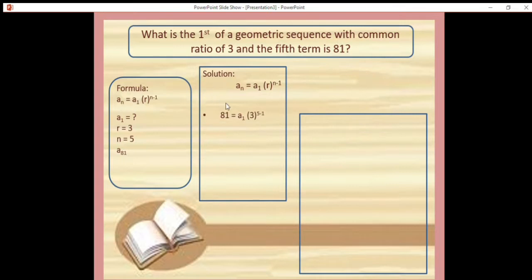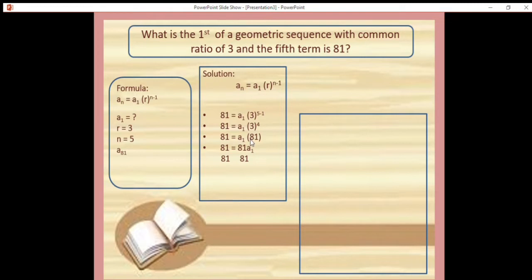So, 81 is equal to a sub 1 times 3 to the power of 5 minus 1. So, 81 is equal to a sub 1 times 3, 5 minus 1, 4. So, 3 to the power of 4. So, 81 is equal to a sub 1 times 81, since 3 to the power of 4 is equal to 81. So, para a sub 1 na lang yung matira, we need to multiply first. So, 81 is equal to a sub 1 times 81, which is 81 a sub 1.